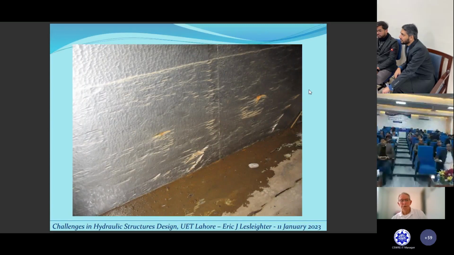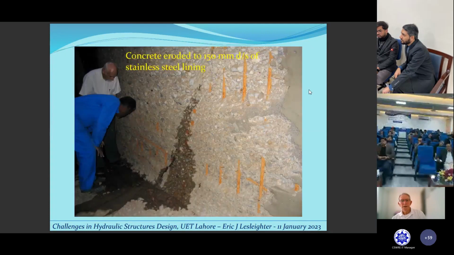This is the side wall. There's also damage on the side wall from sediment impacting the side wall. Concrete was eroded to 150 millimeter depth downstream of the stainless steel lining. So you can see the reinforcing appearance there. Next slide. Next slide talks about the cause of the extensive damage, which was considered by some to be largely due to cavitation. But no, it was not. It was damage due to the abrasion and erosion by large quantities of large, hard sediment discharged through the structure.